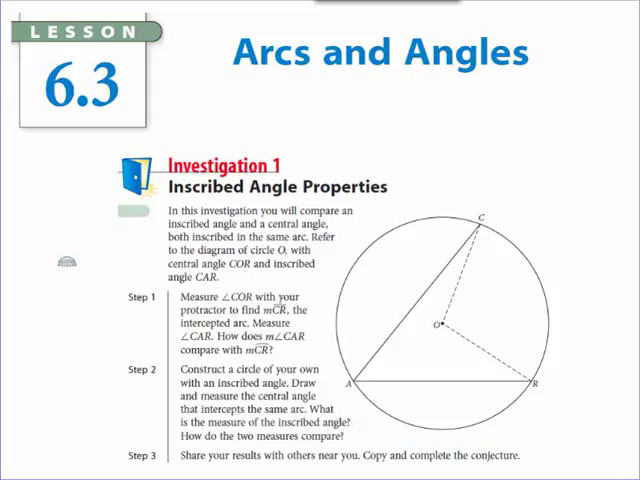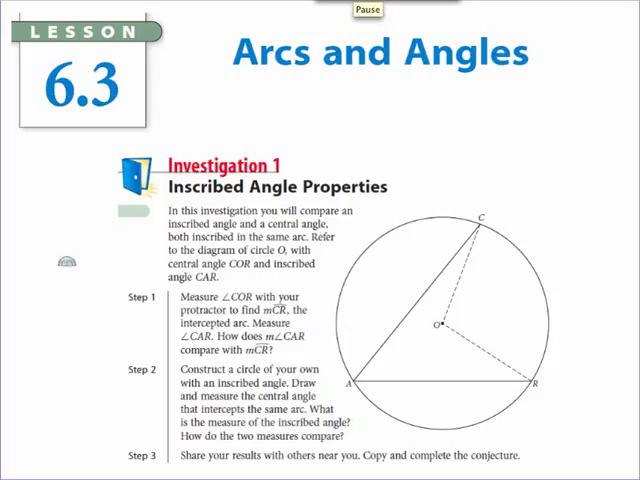Today we're going to talk about lesson 6.3. If you notice, we really don't have a lot of rest between now and the end of the semester, so we're going to go ahead and get going with lesson 6.3. First of all, we're going to talk today about arcs and angles. Up here on the board, we're going to do these investigations together in class.